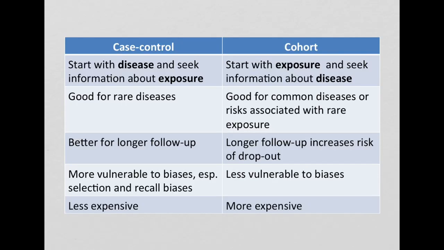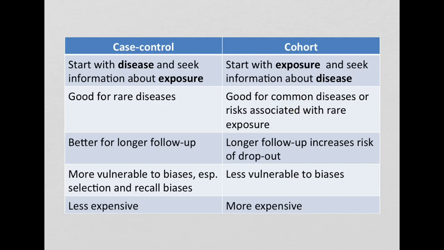So here's a quick table to just point out some of the main differences between the case control and cohort study. As you already know, case control starts with the disease and then looks at exposure, whereas the cohort starts with exposure and looks for disease. Case control is good for rare diseases, whereas the cohort is good for common diseases or risks associated with rare exposure. And we're going to talk about this in the rest of the video.